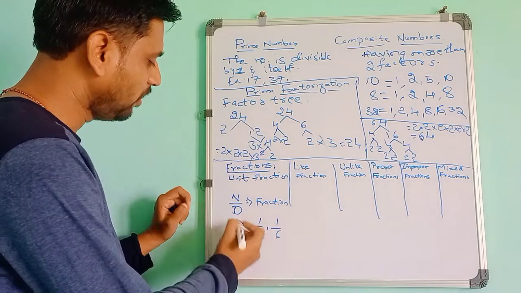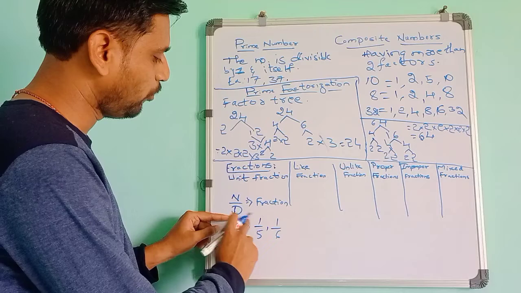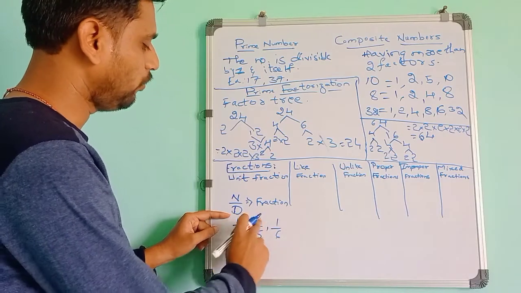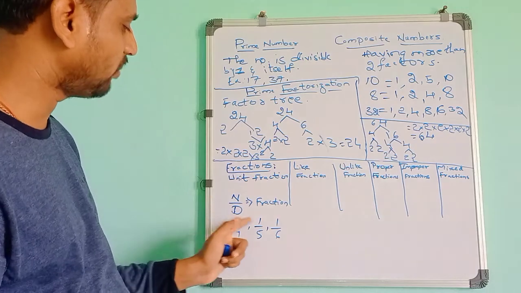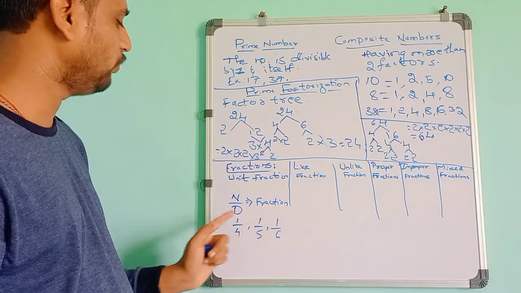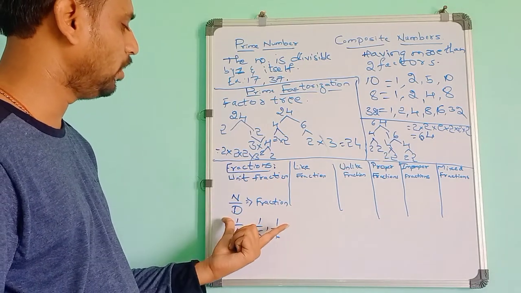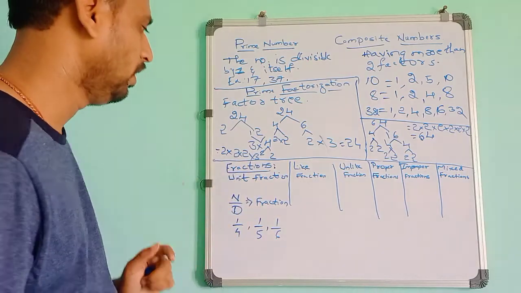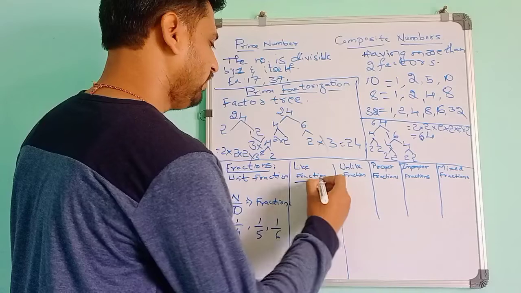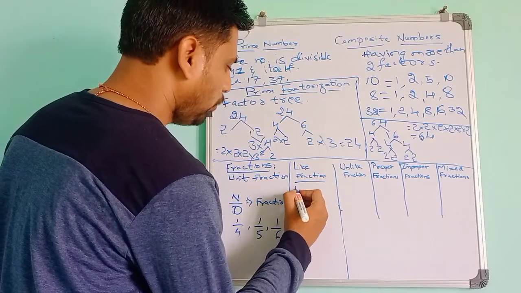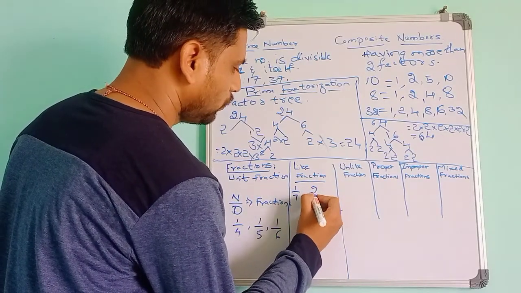Why unit fraction? Because the numerator has value 1: 1 by 4, 1 by 5, 1 by 6. Numerator is the same in all the numbers and it contains 1. So that is called unit fraction. And then like fractions. Like fractions means the denominator will be the same: 1 by 7, 2 by 7.